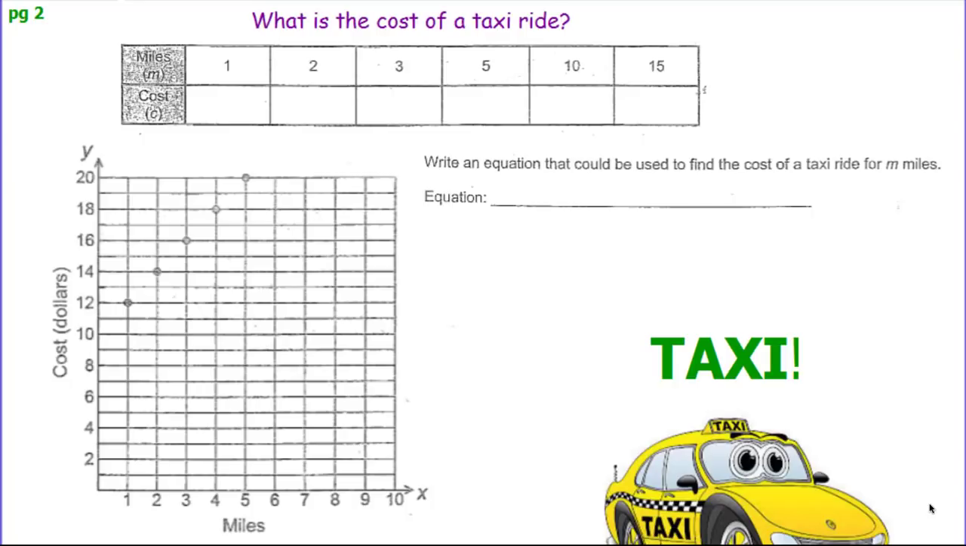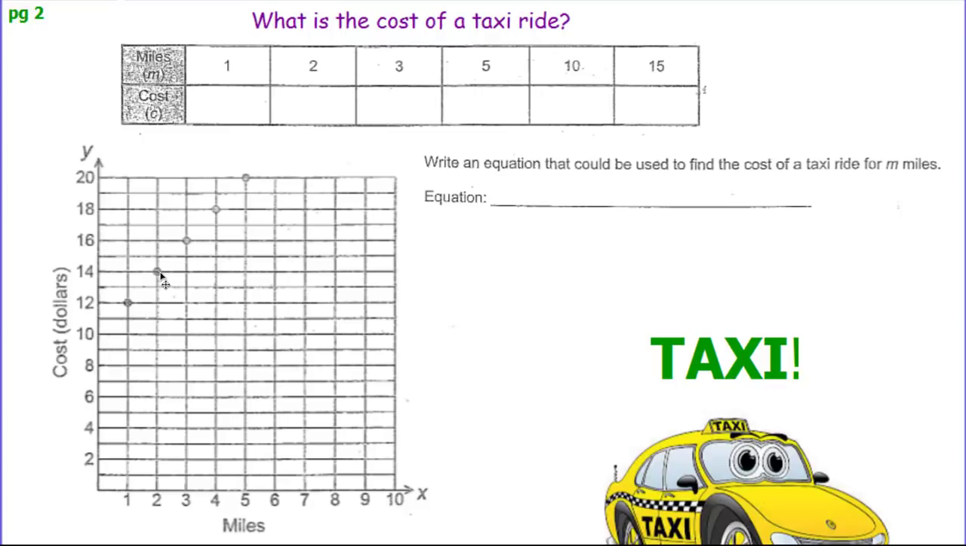Okay, on page 2 of your booklet, you have the next problem. What is the cost of a taxi ride? In the last problem, we looked at the table to give us information on solving the problem. This time the table is empty, and we're asked to write an equation. There's not much information in the situation, so we have to look at the graph to see if it provides us with data.